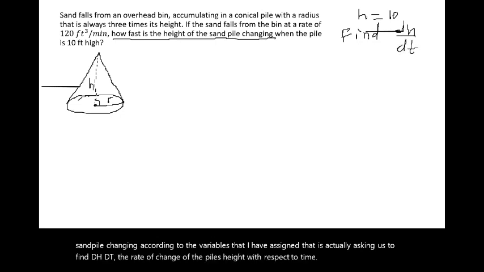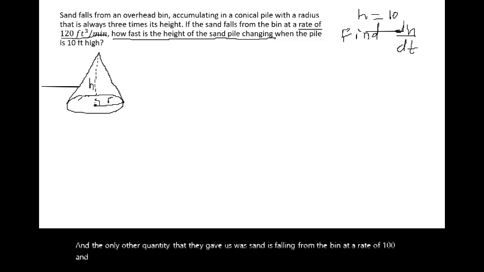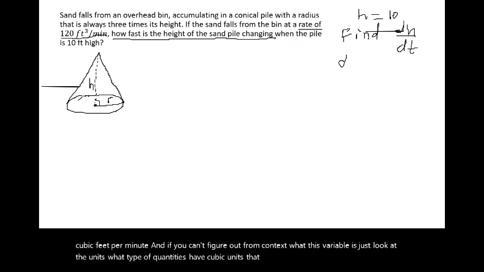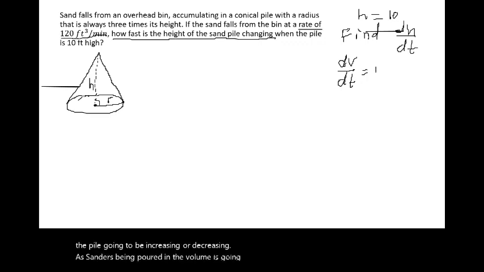And the only other quantity that they gave us was that sand is falling from the bin at a rate of 120 cubic feet per minute. And if you can't figure out from context what this variable is, just look at the units. What type of quantities have cubic units? That is volume. So they just gave us the derivative of volume with respect to time. And as sand is pouring onto this pile, is the volume of the pile going to be increasing or decreasing? As sand is being poured in, the volume is going to increase, so I'm going to leave dV/dt as a positive 120.